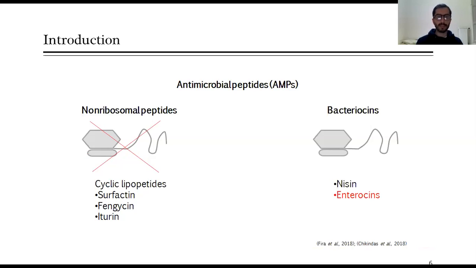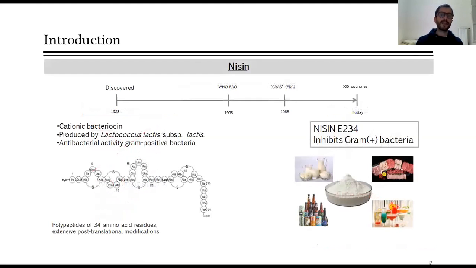In this work, I'm going to use a group of compounds not ribosomally synthesized, such as cyclic lipopeptides, and nisin and leucine, which are two groups that are part of the bacteriocins, so the ribosomally synthesized peptides.